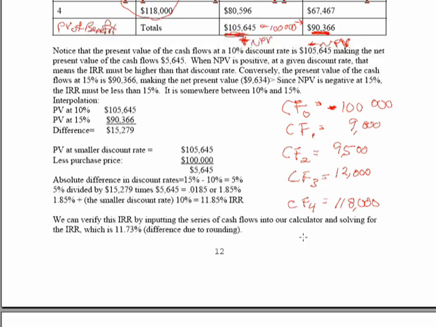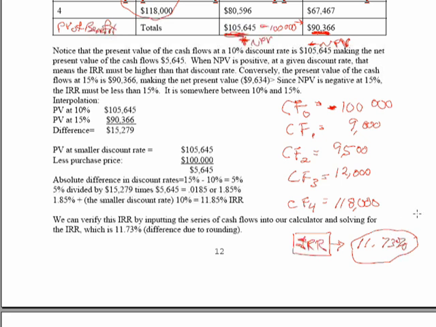So what you do next is find your internal rate of return key on your calculator, and go ahead and compute or hit IRR, and you should get 11.73%. That should be the internal rate of return. All right.